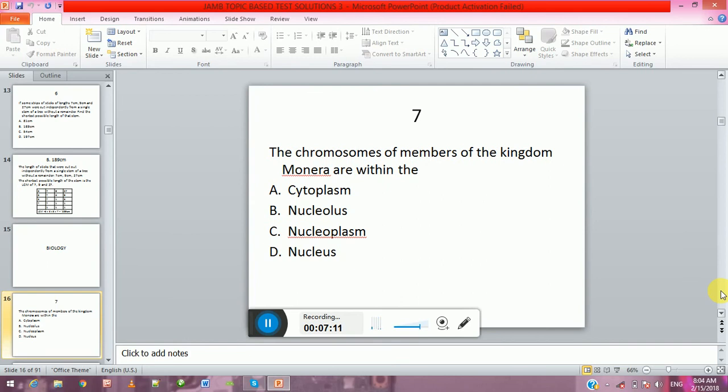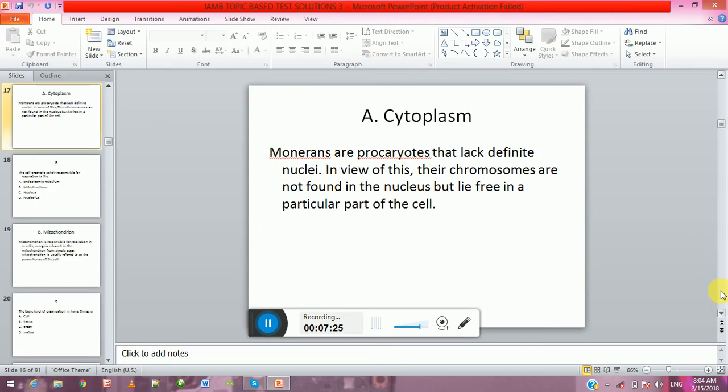Now, biology. The chromosomes of members of the kingdom Monera are within the A. Cytoplasm, B. Nucleolus, C. Nucleoplasm, D. Nucleus. The answer is A. Cytoplasm. Why? Because Moneras are prokaryotes that lack definite nuclei. So since they lack definite nuclei, it cannot be inside their nucleus.